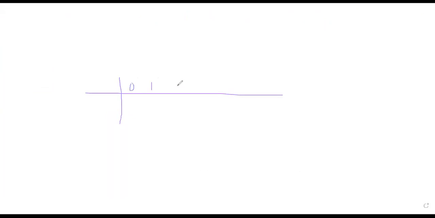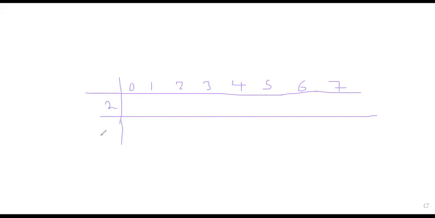0, 1, 2, 3, 4, 5, 6, and 7. All right? Then 2. So let's find our answer. This is just a table that will help you even in the exam. So 2 to the power 0 is 1. 2 to the power 1 is 2. What is 2 to the power 2? 4. 2 to the power 3 is 8.